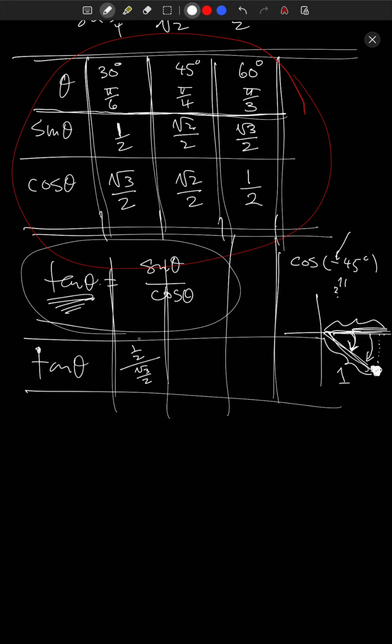I'm running out of space here, so I'm just going to erase this. So this is going to be 1 over root 3, which is the same as root 3 over 3. Also, for pi over 4, what is tangent of pi over 4? It's sine over cosine, so root 2 over 2 over root 2 over 2, which is just 1. What is tangent of pi over 3, 60 degrees? It's root 3 over 2 over 1/2, and if you simplify that, that's just root 3.